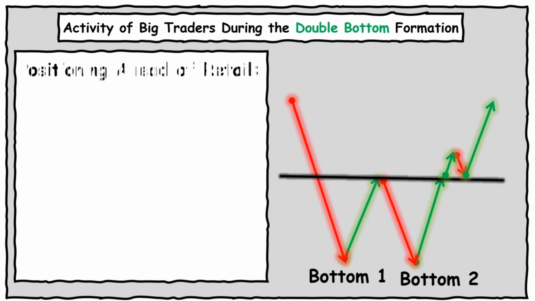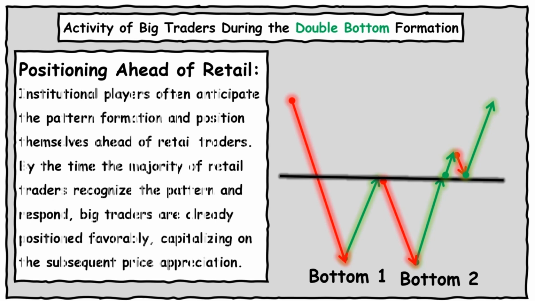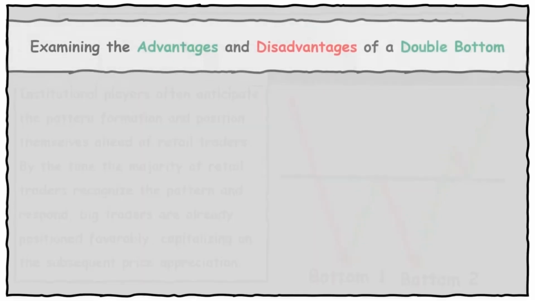4. Positioning ahead of retail. Institutional players often anticipate the pattern formation and position themselves ahead of retail traders. By the time the majority of retail traders recognize the pattern and respond, big traders are already positioned favorably, capitalizing on the subsequent price appreciation.